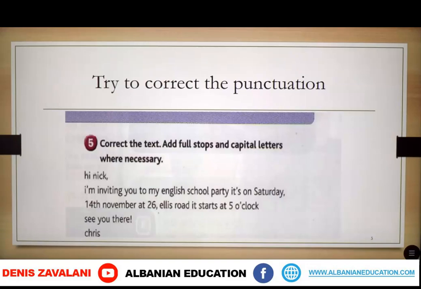School party, it's on Sunday. So it has to be English capital. Saturday, 14th of November, so November has to be with capital. At 26, Alice has to be with capital. It starts at 5 o'clock. So you see, in the end of the sentence, it should be a full stop there. And also C. C is the beginning of the sentence, so the first letter has to be capital. See you there. Chris. Chris is the name of a person. It has to be capital too.